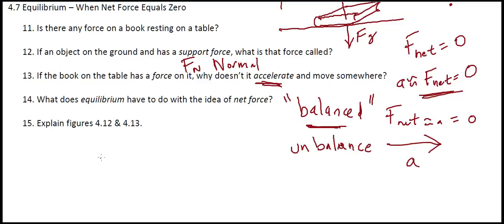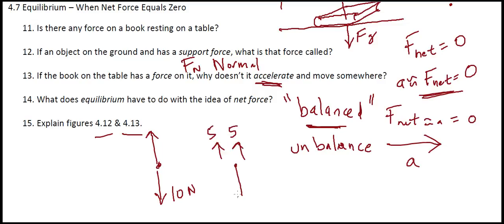The last thing talks about these two figures, and both of them are talking about, for instance, if I have 10 newtons down, I can either counteract that with 10 newtons up, or I could do 5 and 5, and that would be the same as 10 down.